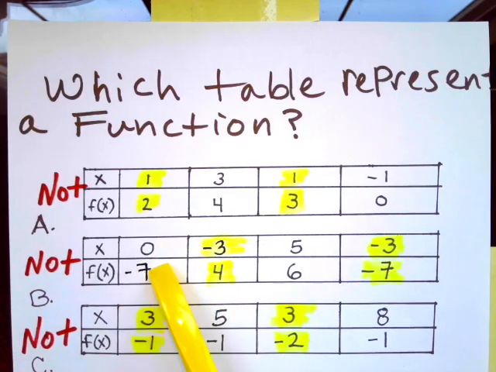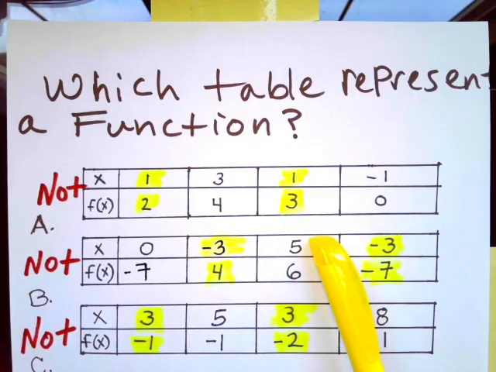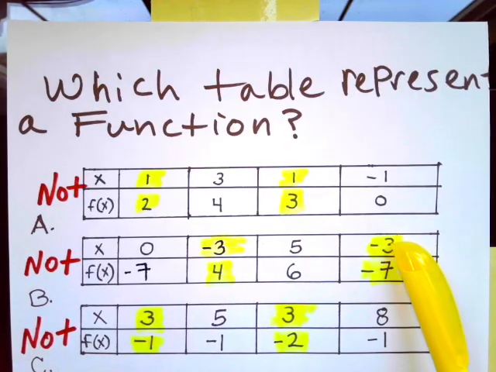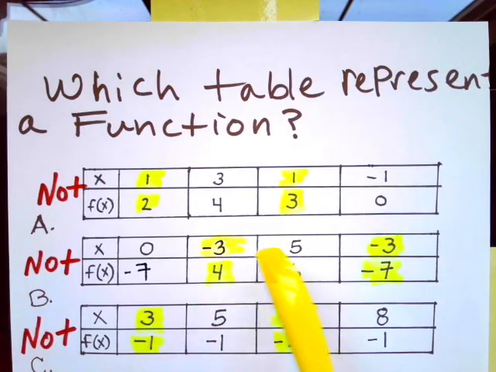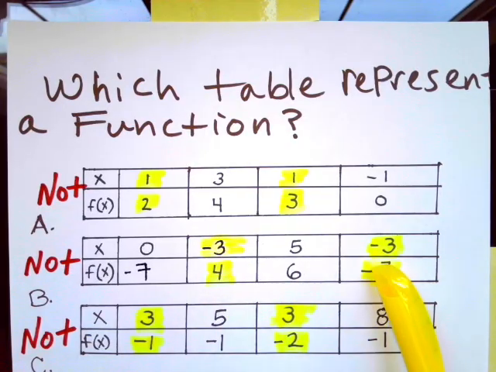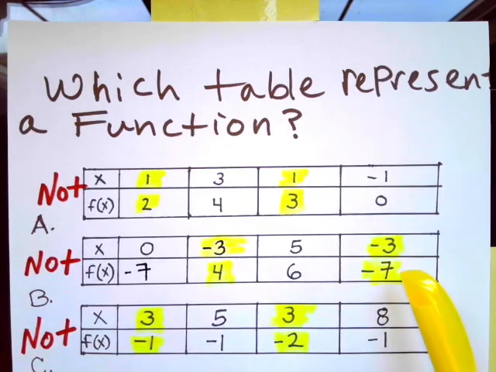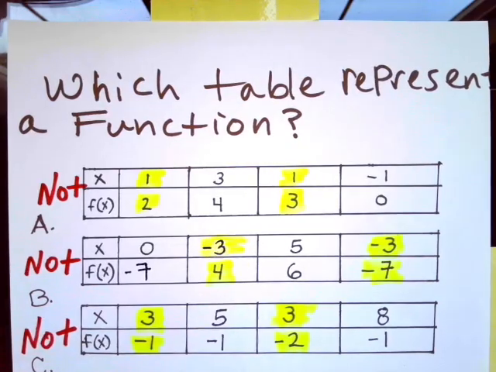Let's take a look at B. X is 0, Y is negative 7. X is negative 3, Y is 4. X is 5, Y is 6. X is negative 3, Y is negative 7. So because the negative 3 is repeated and the Y values are not exactly the same, right? You can have negative 3 over 4 and negative 3 over 4. If they just repeat it in the table, it's the same exact point. That's okay. It's still a function. But when you have negative 3 repeating in the x and the y values are different, not a function.